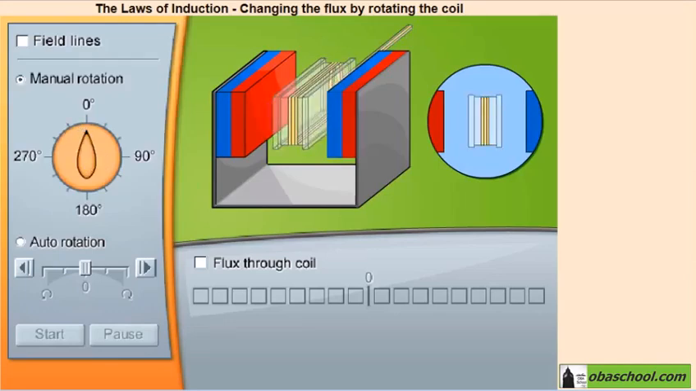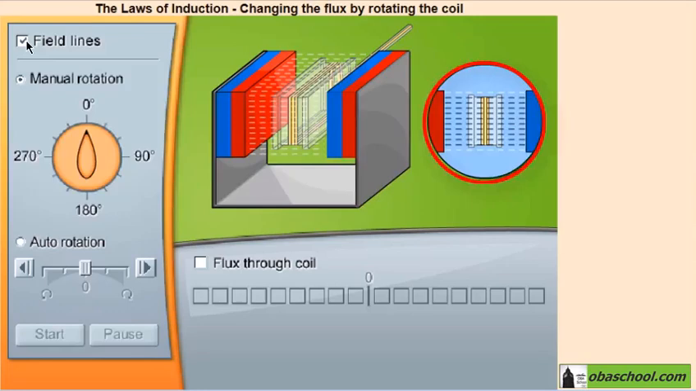And now let's select the field lines to show the white lines of force between the two magnets. In the small diagram, the lines change to black where they pass through the coil. Let's rotate the coil again, and for each 30-degree step, look at the small diagram to see how the number of lines going through the coil changes.